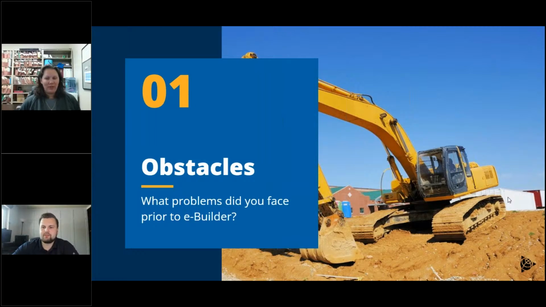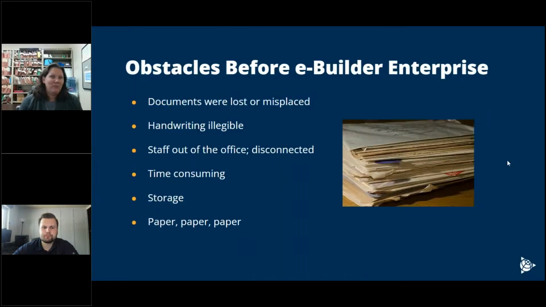Well, before Ebuilder, it was always paper, paper, paper. Everything was on paper. We had this stamp that once a document came in, it got stamped, listing who needs to see it, and then everybody would sign off on it. So if somebody was out of the office, that document sat on somebody's desk until they came back. Copy stains got poured on there. The handwriting was illegible. It was a complete disaster.